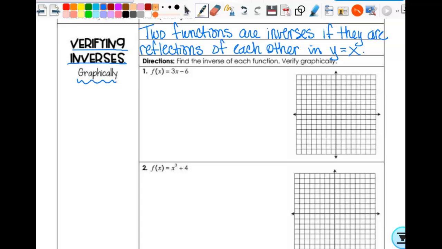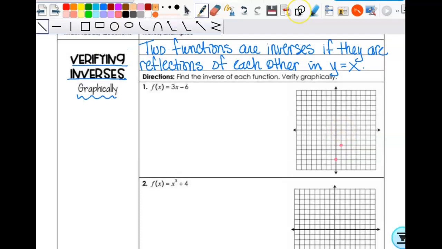So then our first set of instructions says define the inverse of each function and verify graphically, which means you have to graph the original one and the new one and the line that they're being reflected in. So let's start by graphing this function here. It's just a line. What's my y-intercept? -6. So I'm going to go to -6, make a point. What's my slope? 3 over 1. So go up 3 over 1. All right, so then you use a straight edge, like the ID that should be around your neck, and you can draw in a decent-looking line.